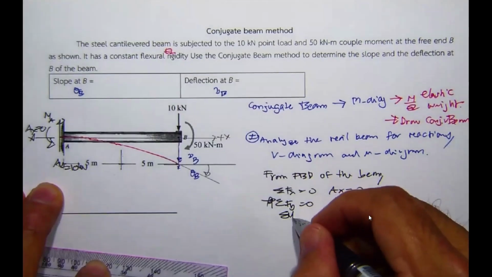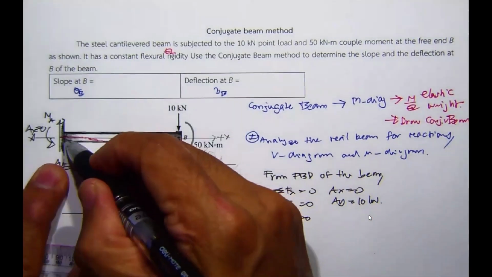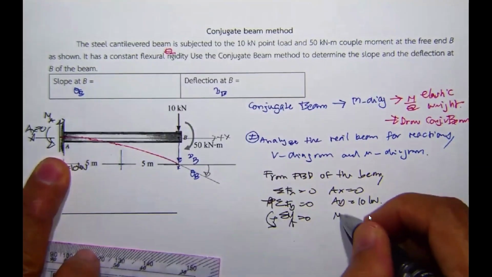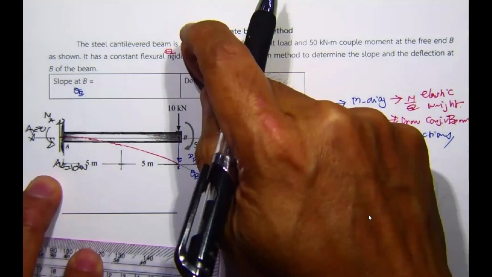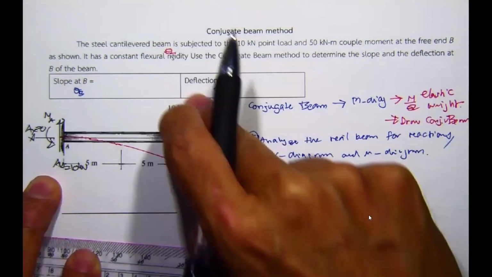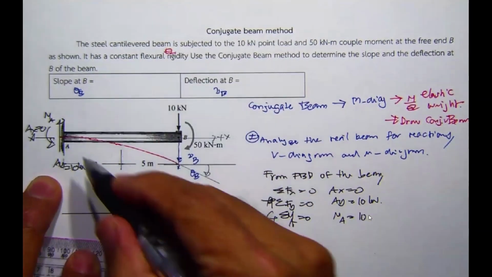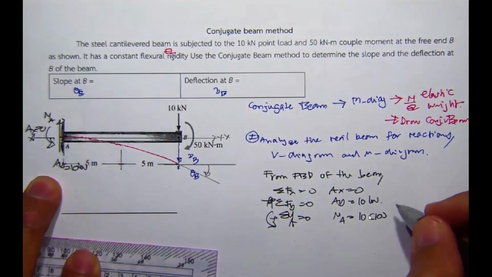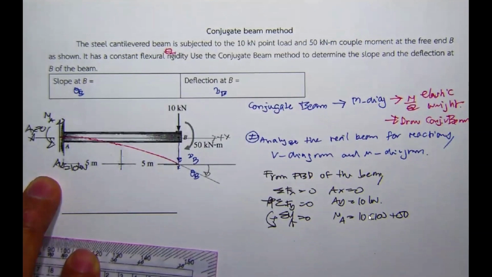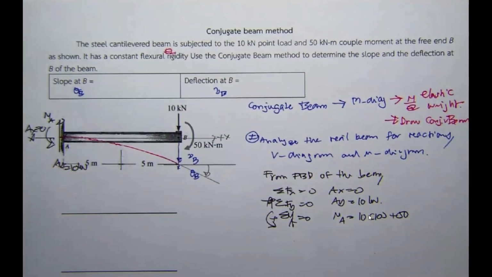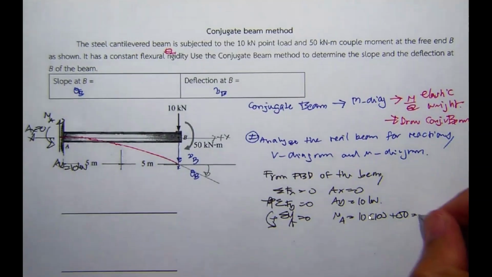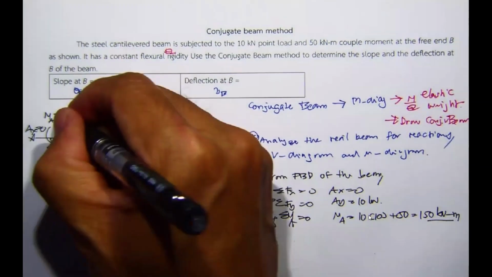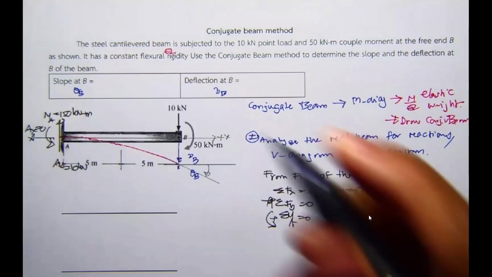And summation of moment about A equal to 0. Take moment over here, this rotation is positive. M sub A rotates in this way, we have this one downward, equal to 10 times the distance 10, and then plus 50. So you should get the reaction moment over here to be 150 kilonewton meter.